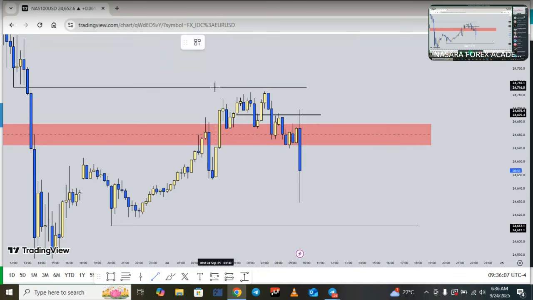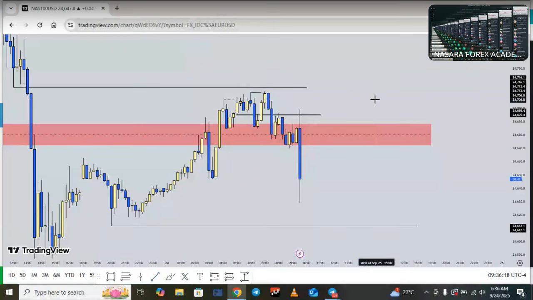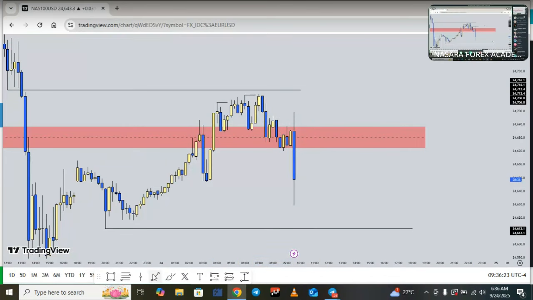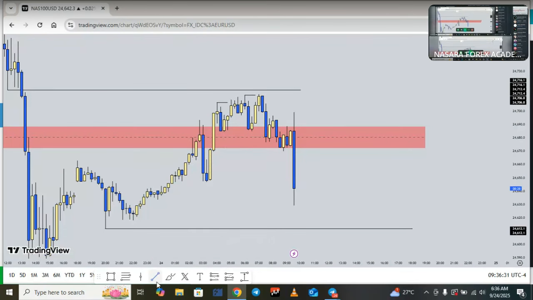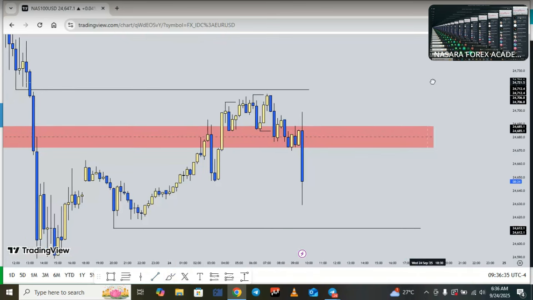Market kept taking highs here inside that 1 hour fair value gap, right? So it kept taking those highs before we have this structure shift on the 15-minute time frame.